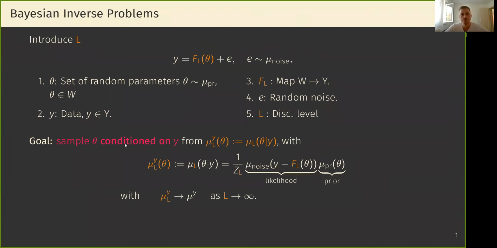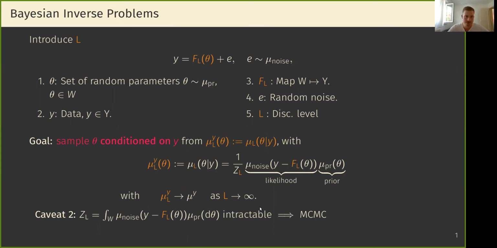And this presents a slightly different problem in the sense that we assume that the data y follows this F_L of theta, this discretized version of the forward model, which in turn induces this discretized posterior mu y L, which has this form right here, with the understanding that mu y L converges towards mu y, the original posterior, as our discretization becomes more and more accurate. The second caveat is that this normalization constant here is intractable, and as such, if we want to characterize this distribution here, or we want to sample from it, we need to use Markov chain Monte Carlo methods.